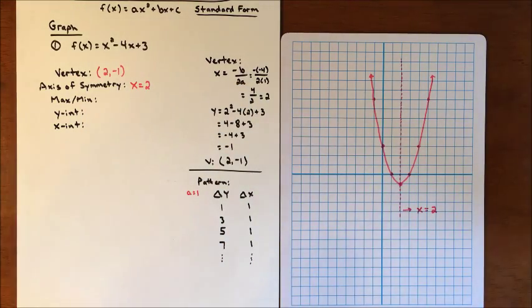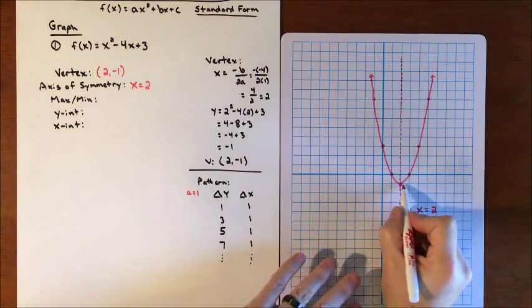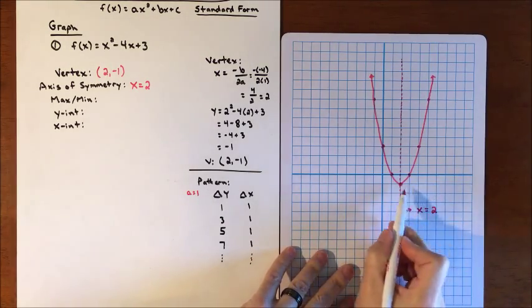Max and min we're going to get from the graph as well. There's a highest point or a lowest point on this graph. There is a lowest point. So we have a minimum.